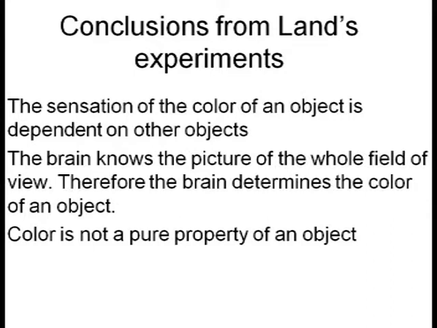This means that the determination of color is performed in the brain, since only the brain knows the image of the whole field of view. Another conclusion may be that color is not a pure property of an object like other properties, since it depends on other objects in the field of view.